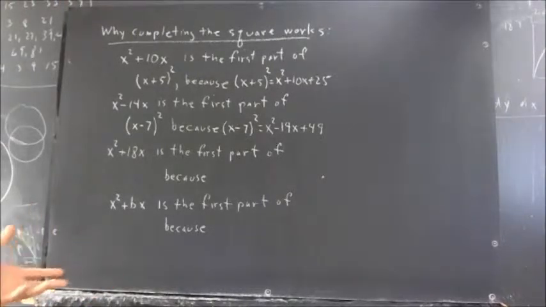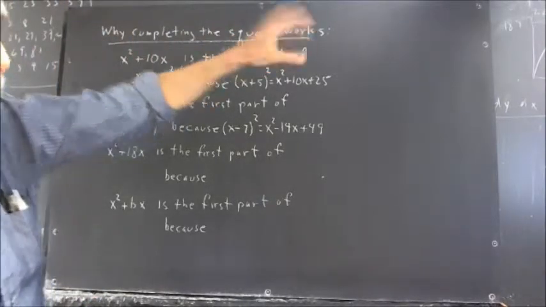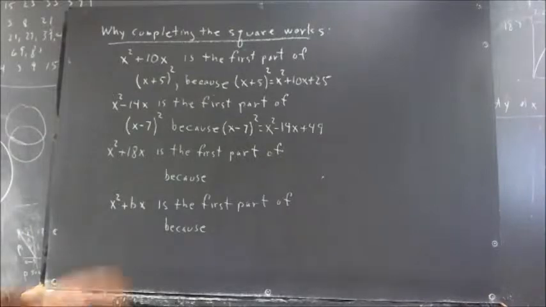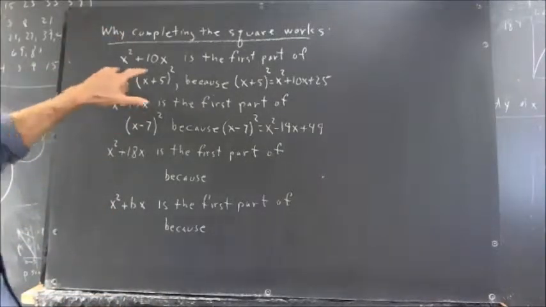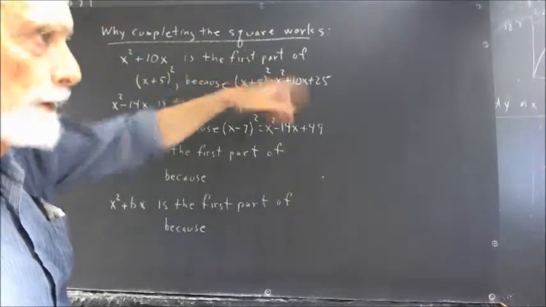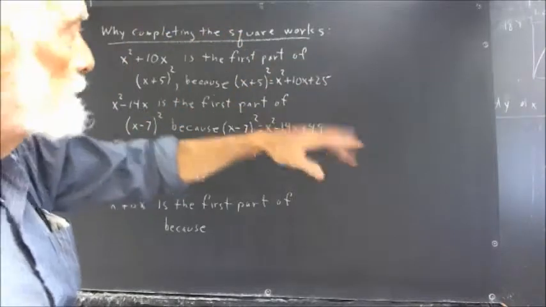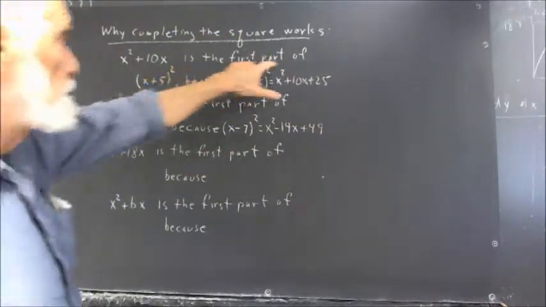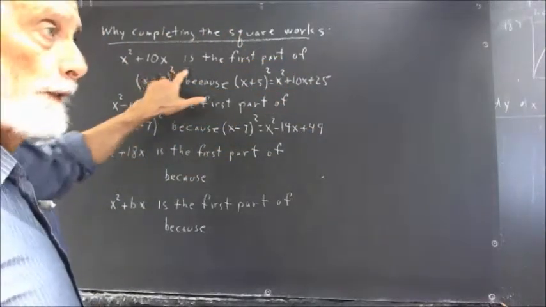We're going to take a quick look at why completing the square works in terms slightly different than those I might have used in class. Okay, so let's start with this. x squared plus 10x, I say, is the first part. I really mean the first two terms, but we'll see what I mean by that. It is the first part of the quantity x plus 5 squared.